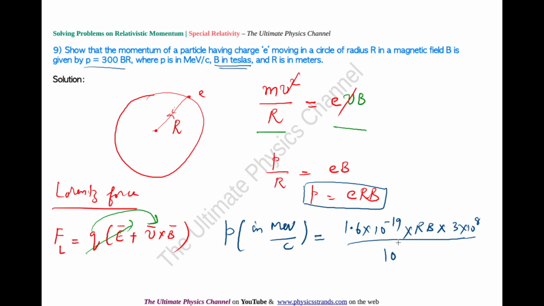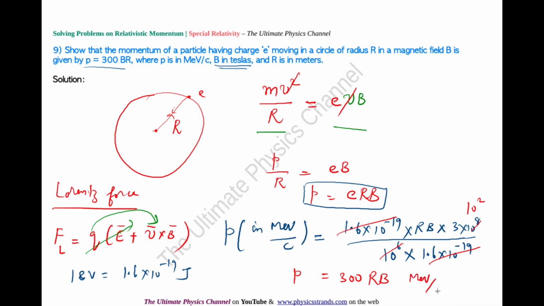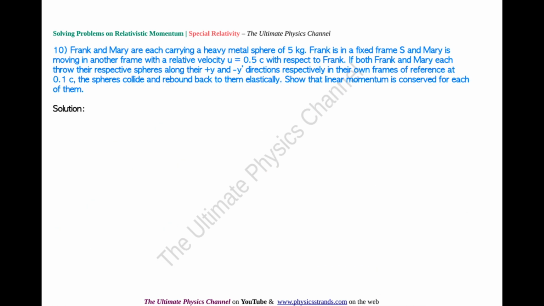So here I divide it by MeV, M is million, so 10 power 6, into 1.6 into 10 power minus 19, because the conversion of 1 eV into joule is this value. So this conversion factor is again 1.6 into 10 power minus 19. That happens to be the charge of the electron. So these two terms will cancel each other, and then this 10 power 6 will cancel this 10 power 8 to 10 power 2 now. So 3 into 10 power 2 is 300. R and B are retained. The left side we have momentum in MeV per C units, so it is MeV over C. So P in MeV over C is 300 RB. These are the units. So that is what is asked to be proved here. So we have done that. That concludes our 9th problem. We move on to the next one.